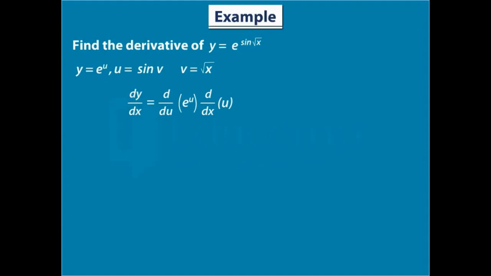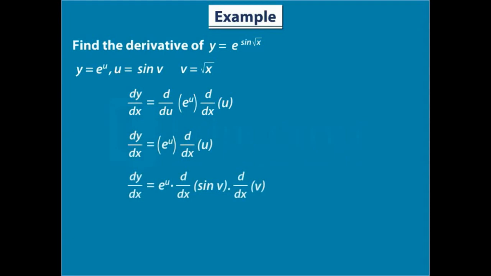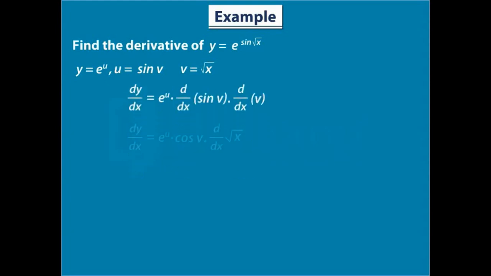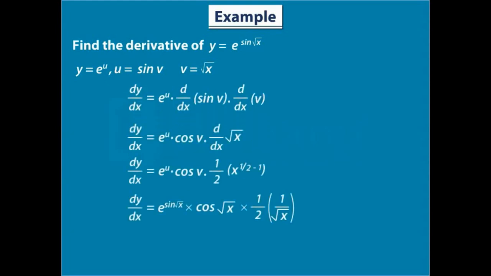Let root of x be v. Then dy by dx can be written as e raised to power u into d by dv of sine v into d by dx of v. This results in e raised to power u into cos v into 1 by 2 into 1 by square root of x. Combining the results, we get e raised to power sine of root x by 2 root x into cos of root x.